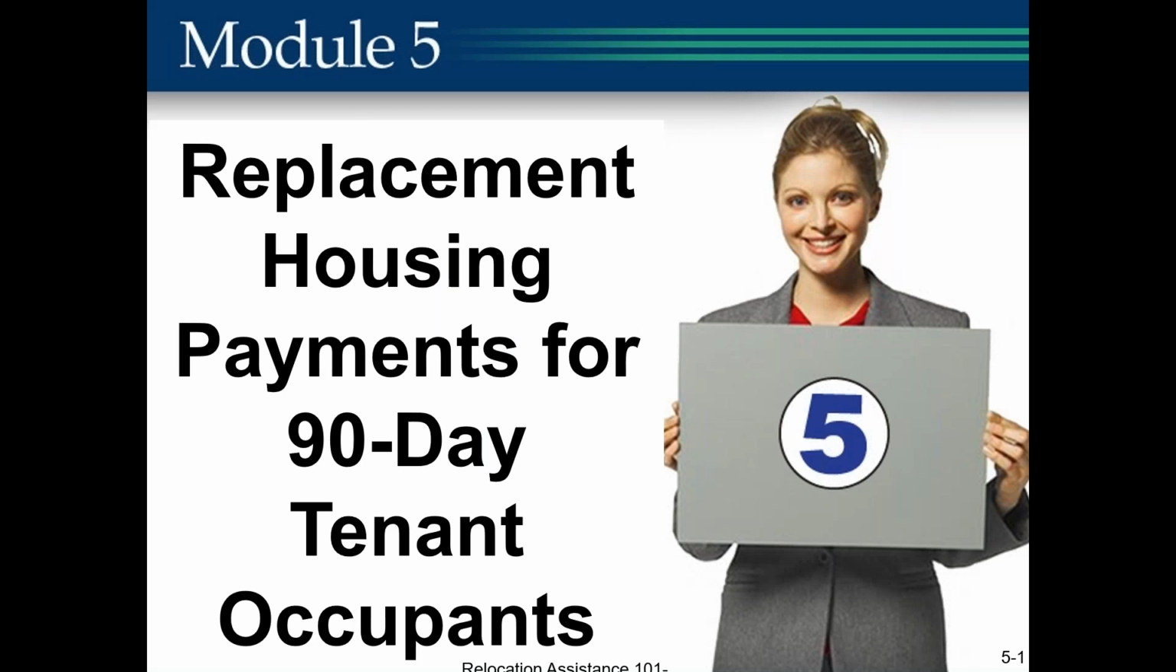We finished up on our module on the replacement housing payments for owners, and now we're going to talk about the 90-day tenant occupants. To be eligible under this section, tenants need to be in residence longer than 90 days prior to the initiation of negotiations.